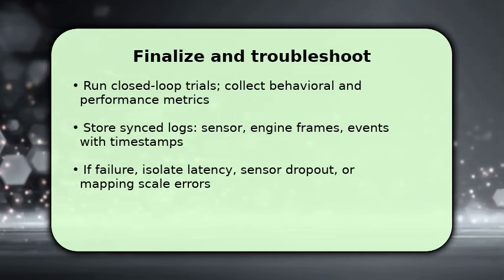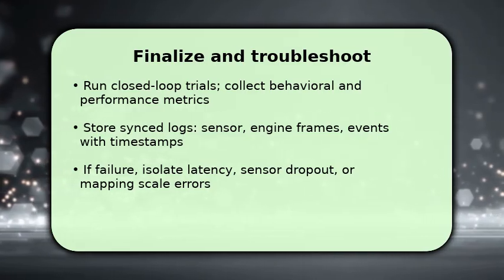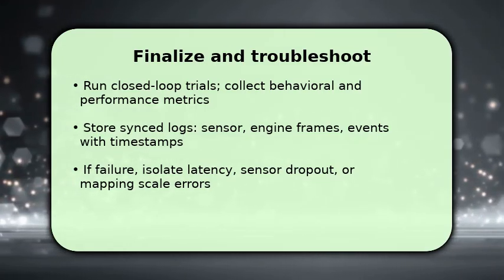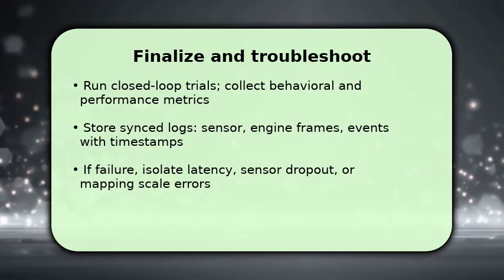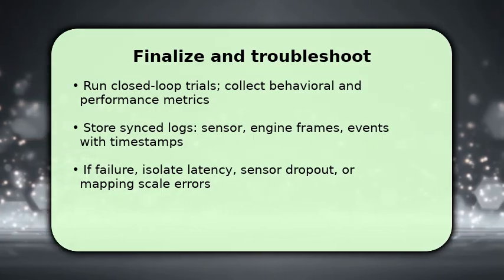If something goes wrong, first check latency, then inspect sensor dropout patterns, and finally confirm mapping scale and origin offsets. Addressing those three typically restores correspondence between the live subject and the virtual game space.